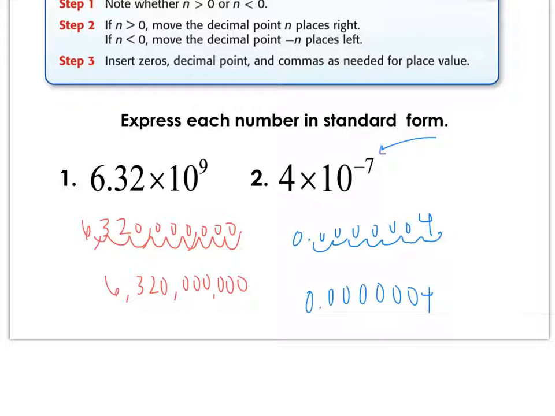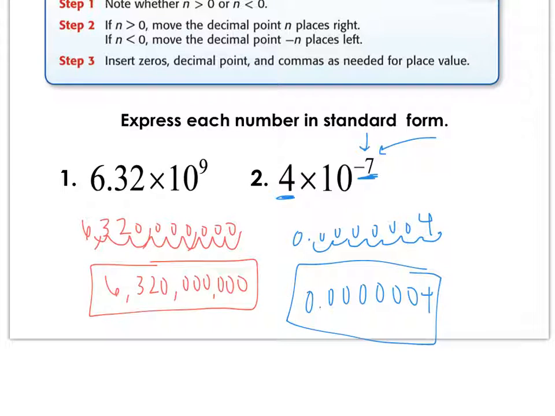And a good little hint and rule to follow is that whenever you have one digit here and you're moving to the left with a negative exponent, you're always going to have one less zero than your exponent. So this was 7 places to the left, so I had 6 zeros in front of my 4 for my final answer. So just a good little tip to follow.